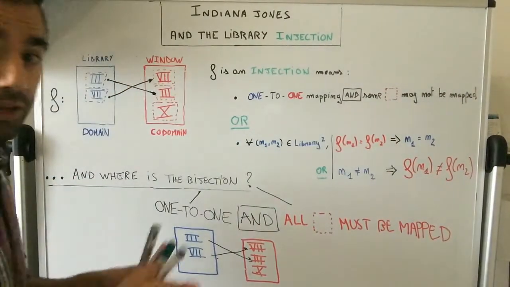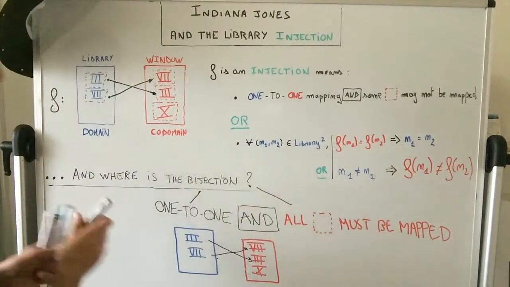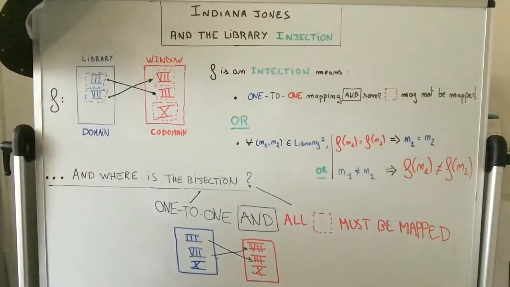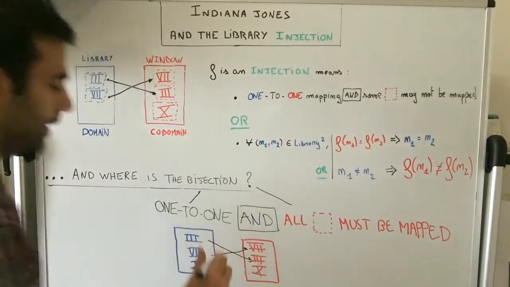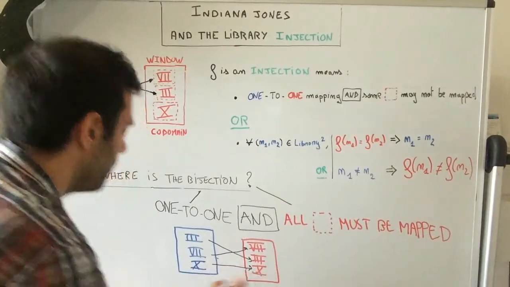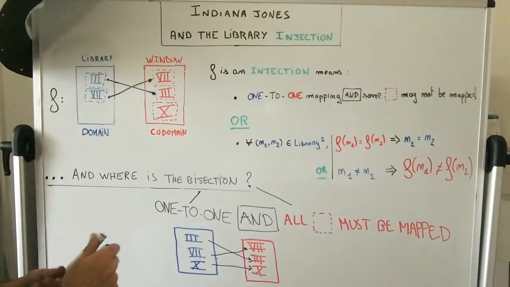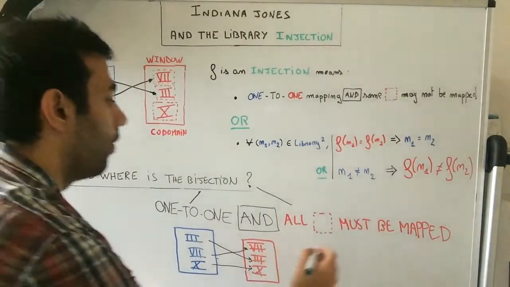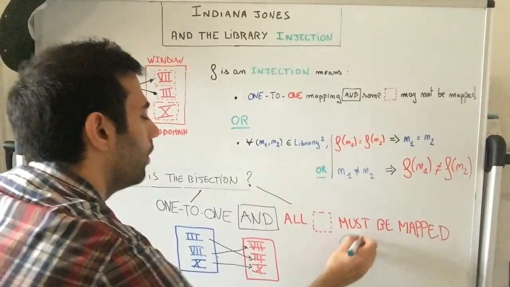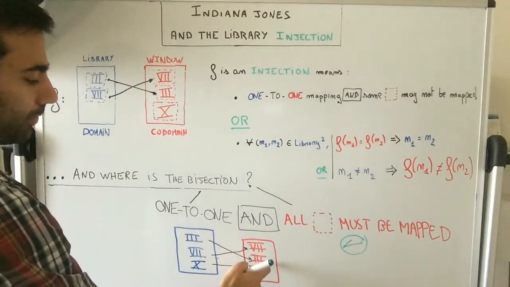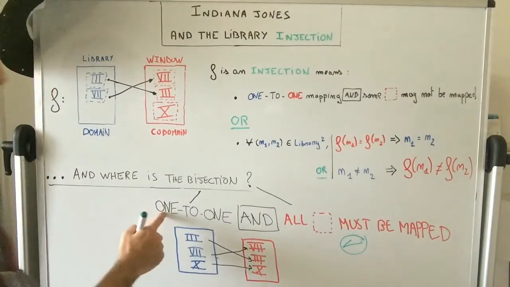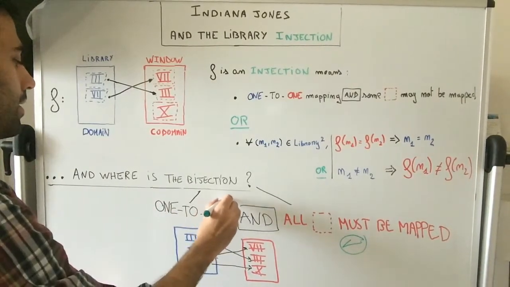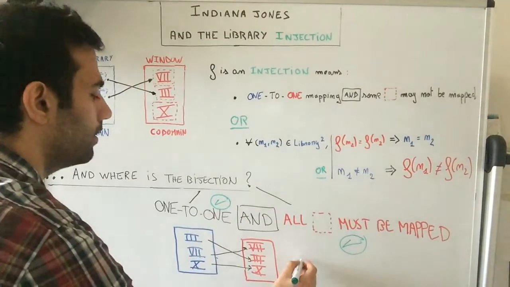So we need to add a new element in the domain, a 10. If I add a 10 there, and I connect them, then it's a bijection. Why? Because all elements are mapped there. 10 is mapped, 3 is mapped, 7 is mapped, and it's a 1-to-1 mapping. Yay, it's a bijection.